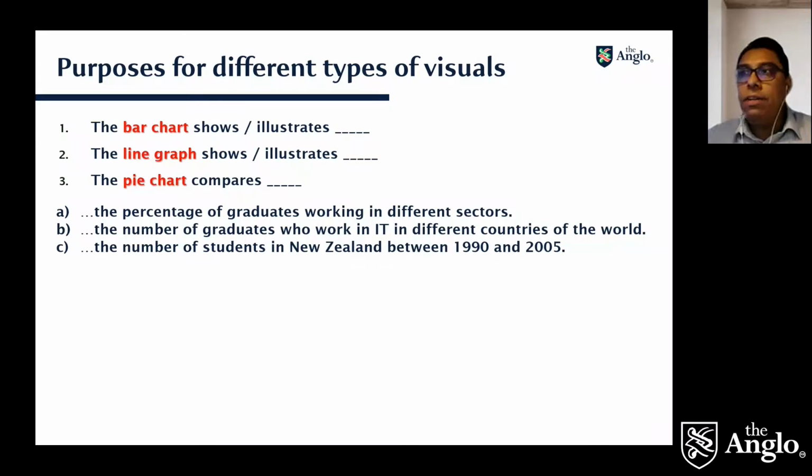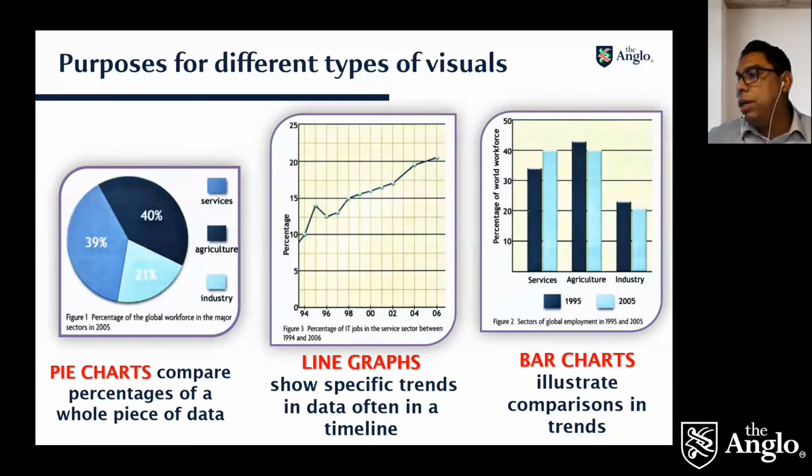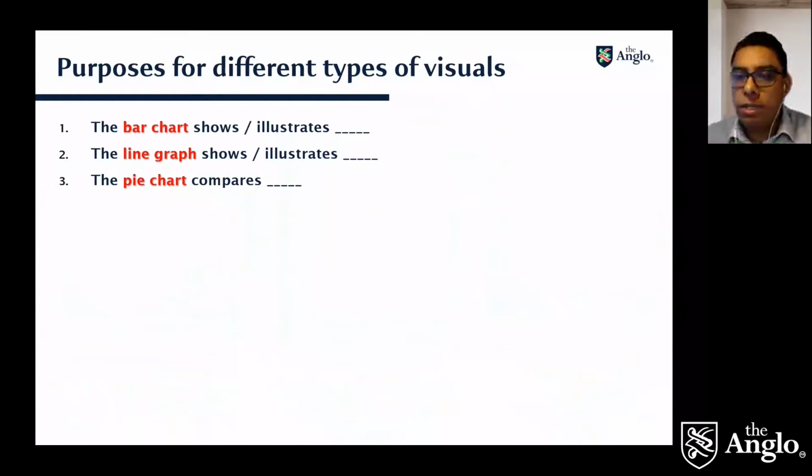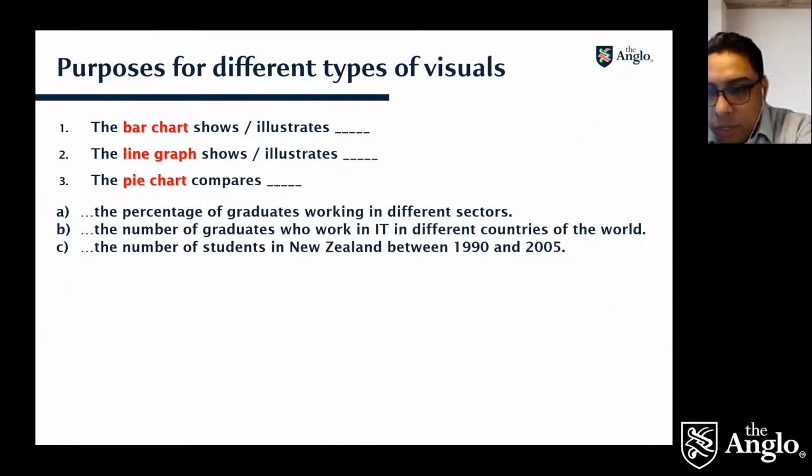For example, the first one, bar charts, remember bar charts describe or give us what comparisons? So which might be the most natural complement for number one? Could it be A, B, or C? What do you say? According to these bar charts, remember, I'm going to go back a little bit. So illustrate comparisons in trends. So which one? Magnolia says B. Okay.